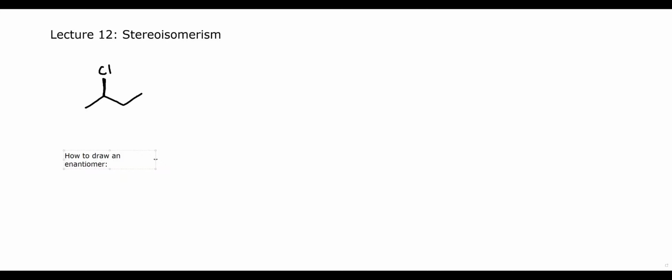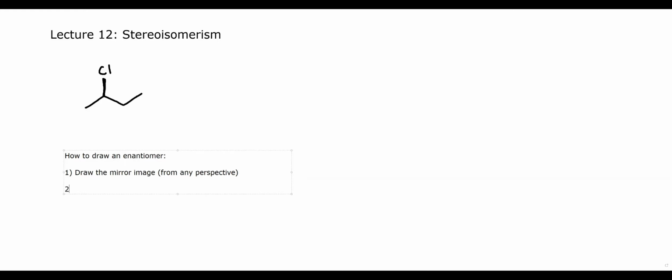How to draw an enantiomer? One of two ways. So we can draw the mirror image. And you can draw this mirror image from any perspective. You could draw a mirror underneath the molecule. You could draw a mirror to the right, to the left, above, below. You could put the mirror anywhere. Any direction you draw the mirror image from is perfectly fine.